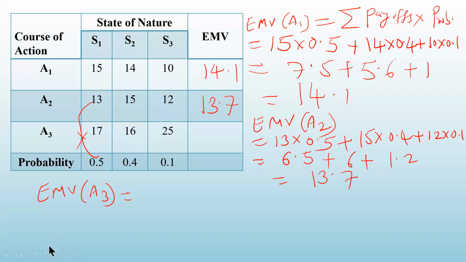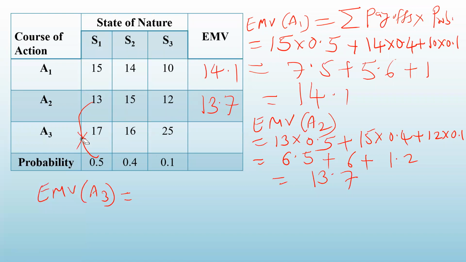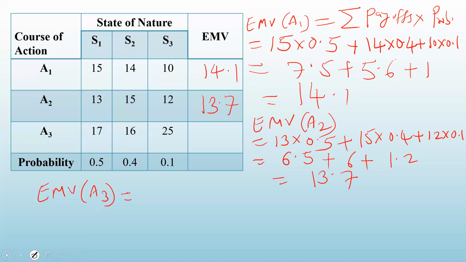To calculate EMV of A3, look at the row for A3. This is the row of A3. So multiply 17 with 0.5 plus 16 into 0.4 plus 25 into 0.1.